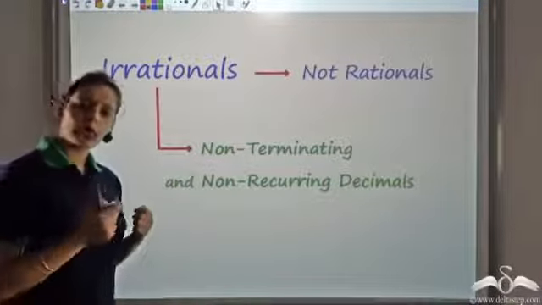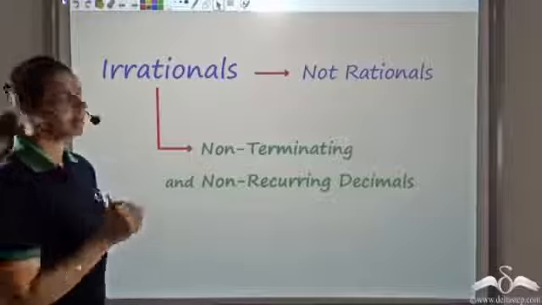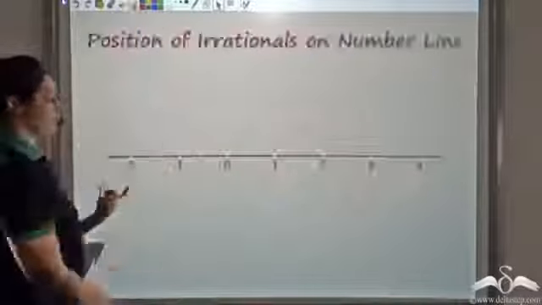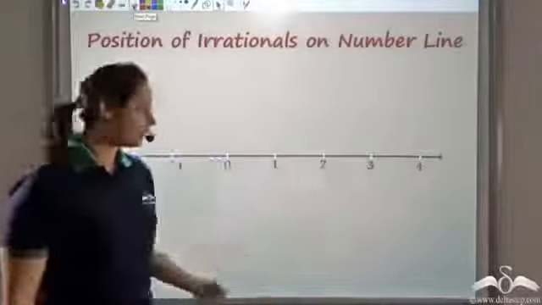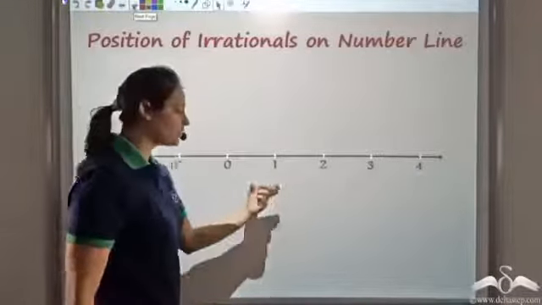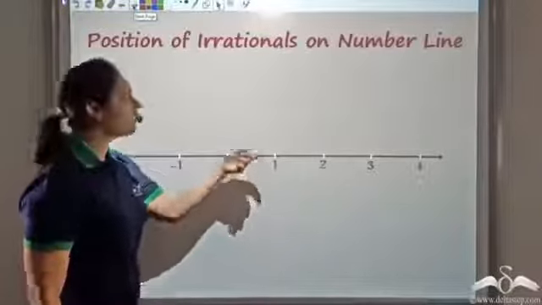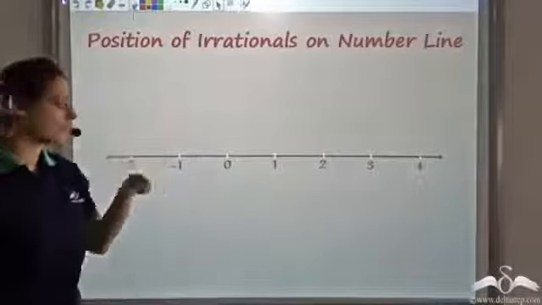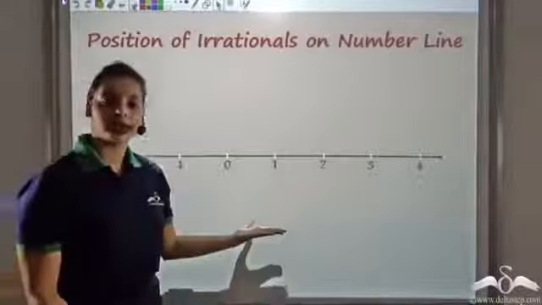Now, how do I plot these irrational numbers on a number line? That is the question. We had seen integers on a number line. Between any two integers, we had seen fractions, that is the rational numbers, which are integers plus fractions. Now, how do I plot these irrational numbers? Where do they lie on the number line?